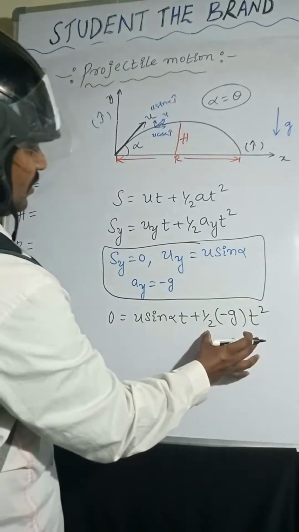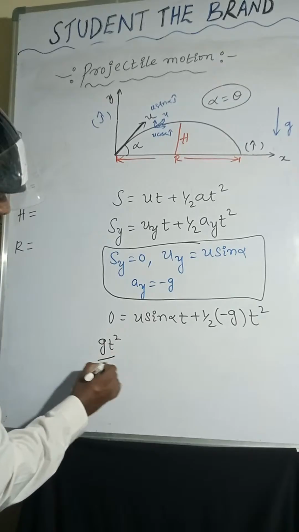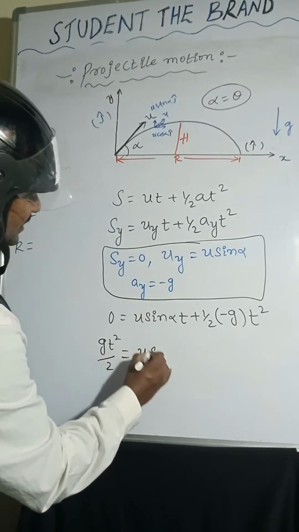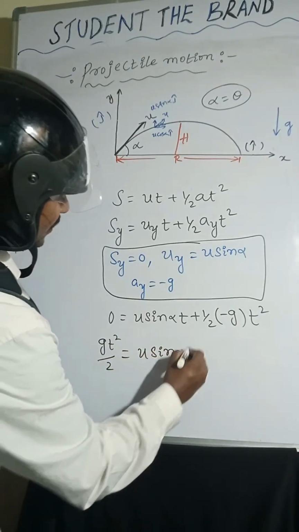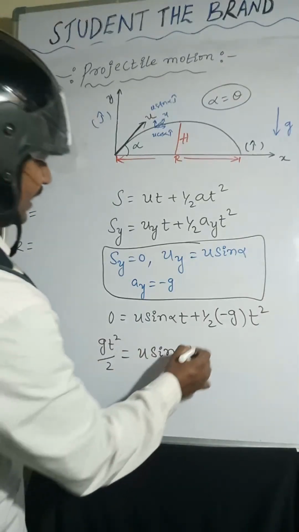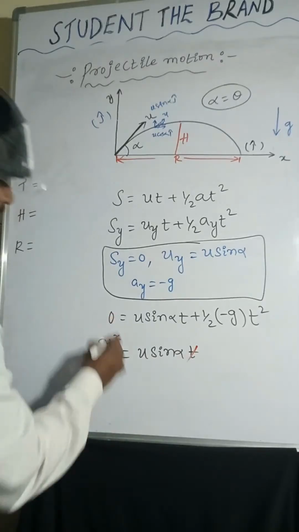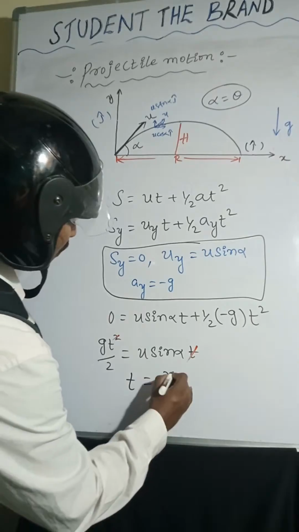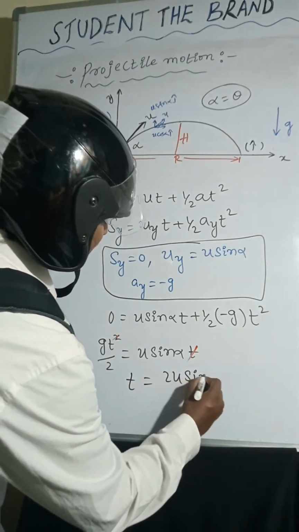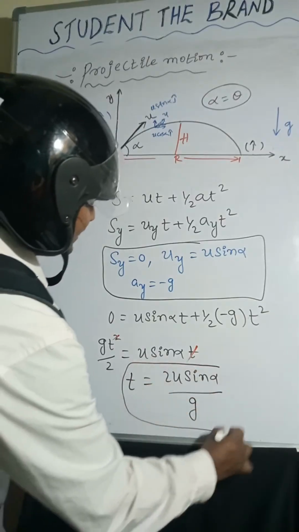So you can take one term this side. So gt square by 2 equal to u sin alpha into t. So we can cancel t. Okay, so t gets cancelled. So what is the remaining? So t equal to 2u sin alpha by g. That's the time of flight, right?